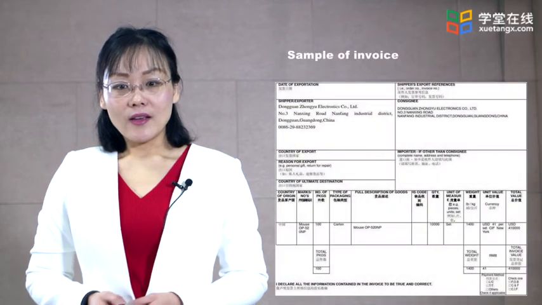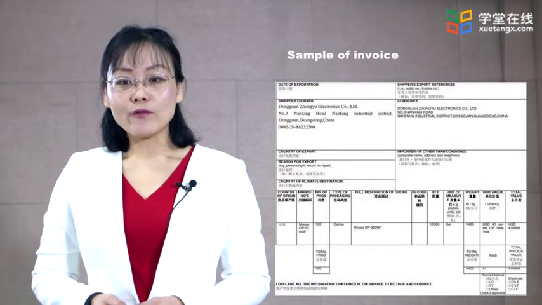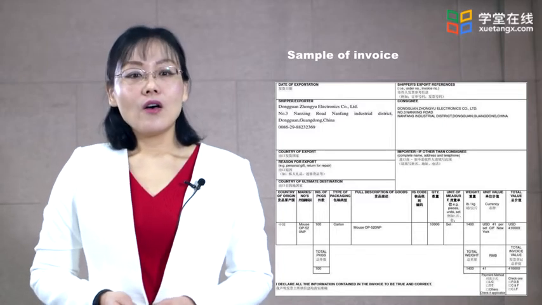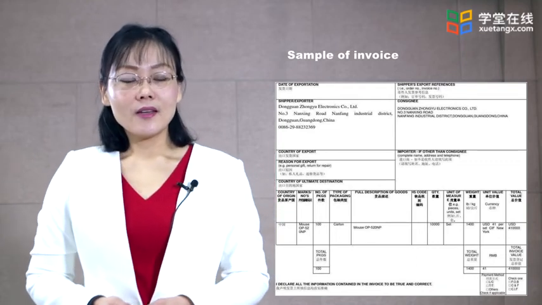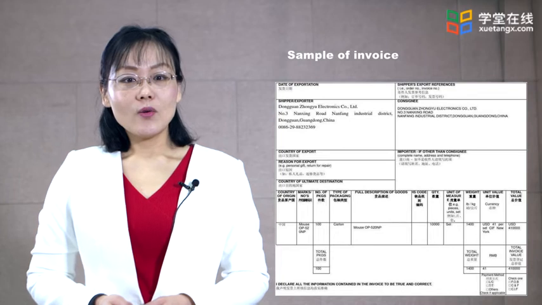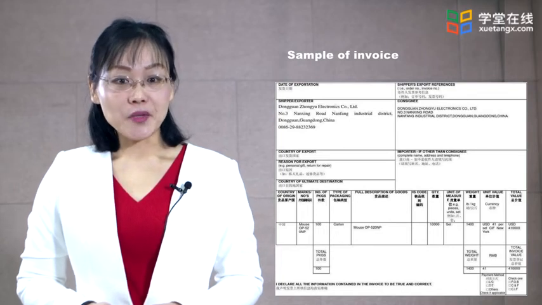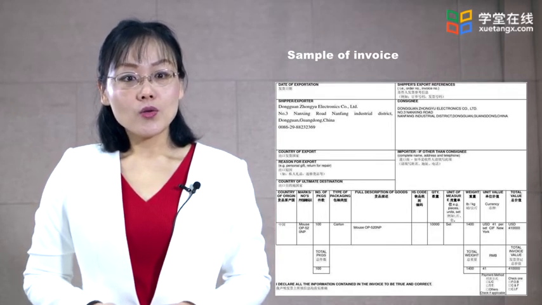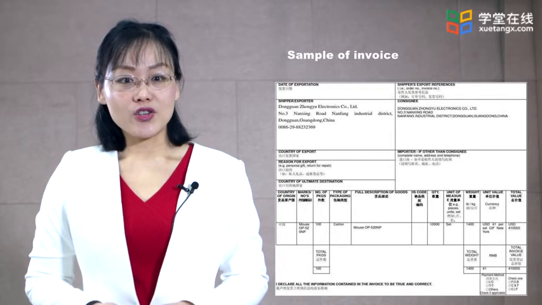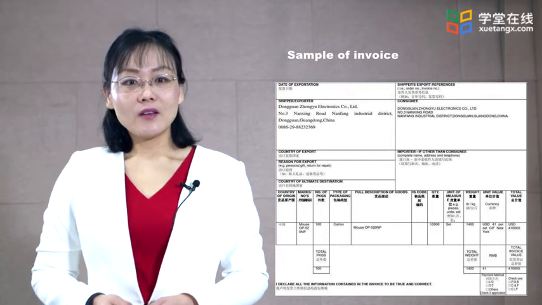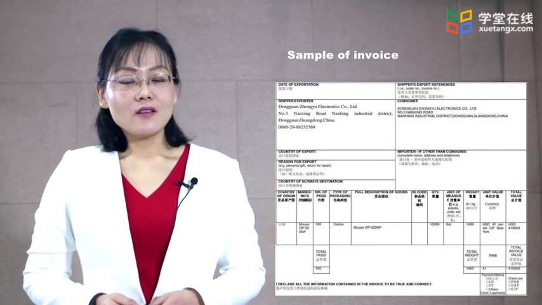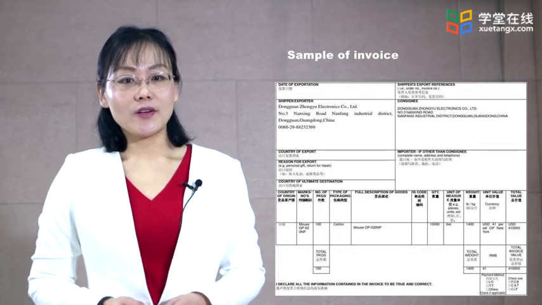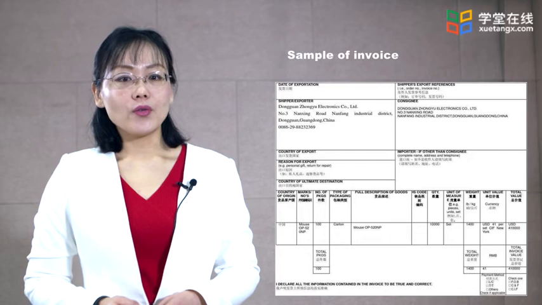Next is an example for invoice in international settlements. For your reference, this invoice was issued by the exporter, here, Dongguan Zhongyu Electronics Corporation, and among those items, the most important one is trade term. Here, the trade term is CIF, New York.